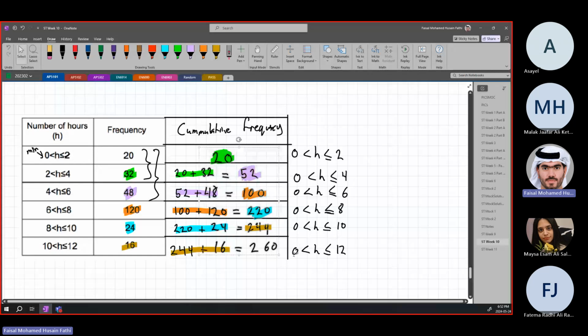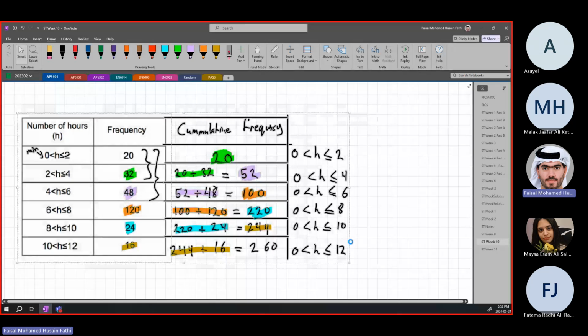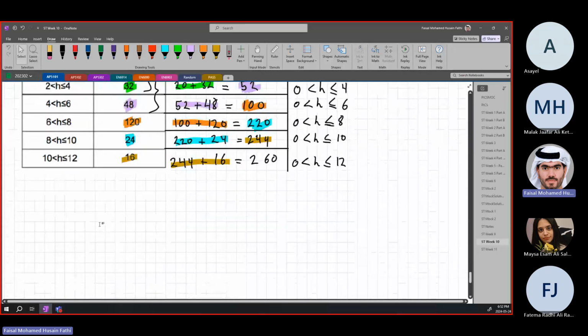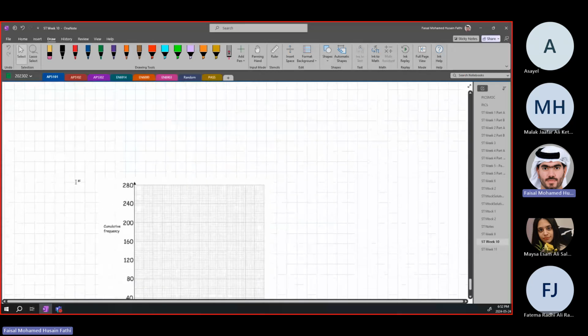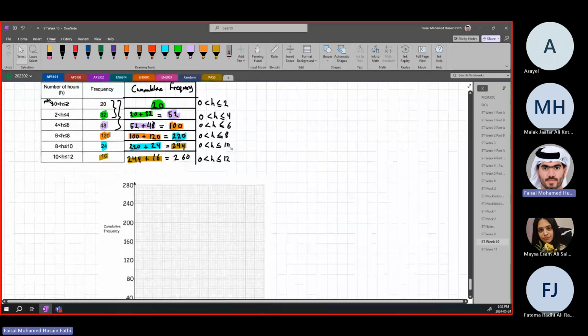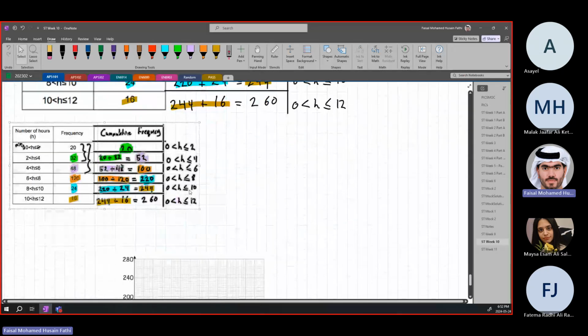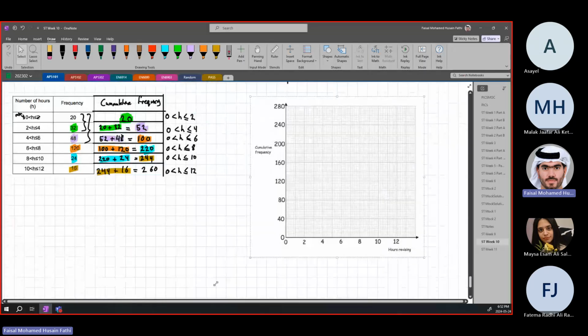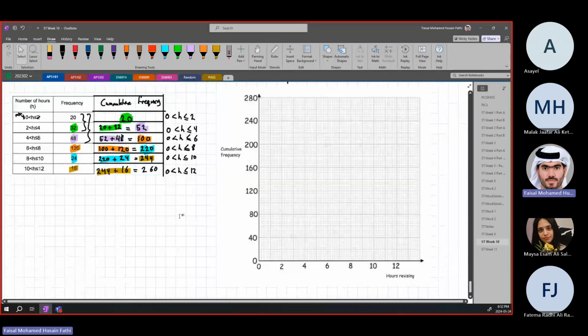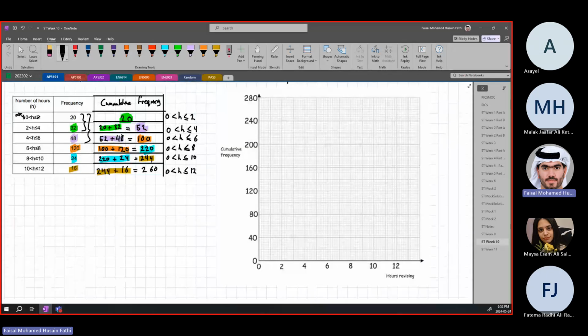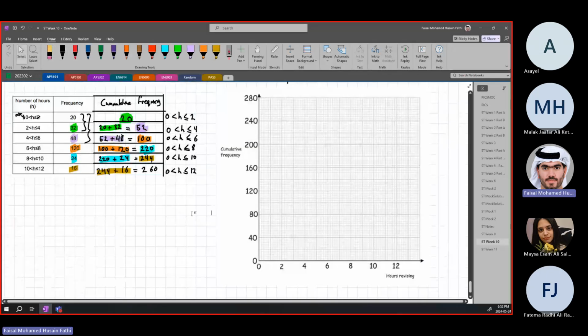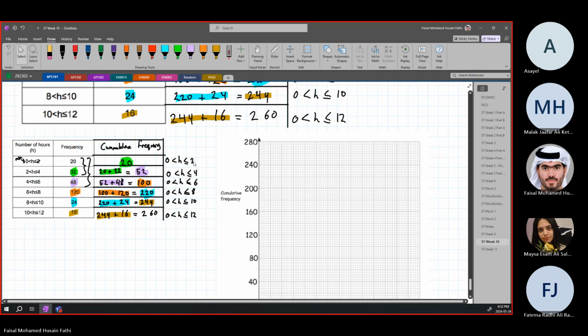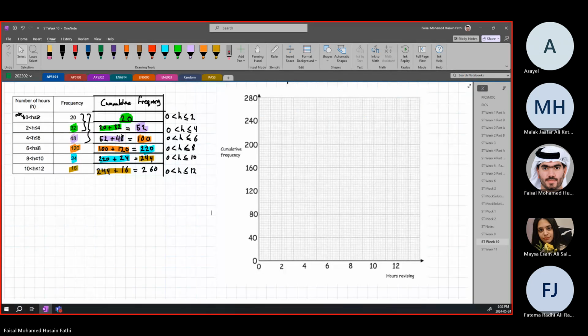So now that we have our cumulative frequencies, let's actually plot these values in a cumulative frequency graph. All right. Let me copy paste this down here and make it smaller a bit. So this is the table that we have, and this was the given table, for example, to draw on. So the first value is going to be from 0.